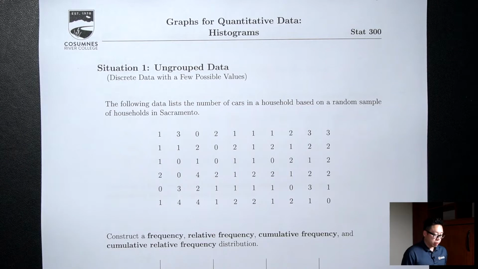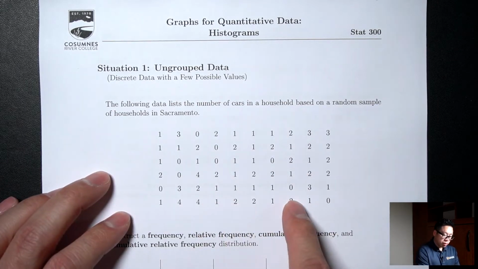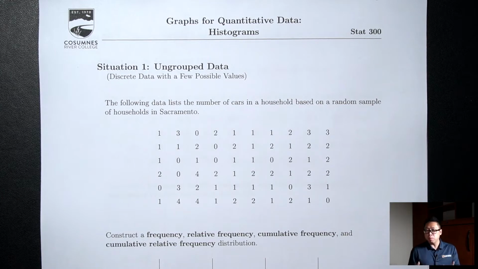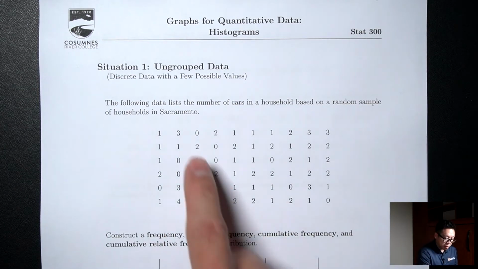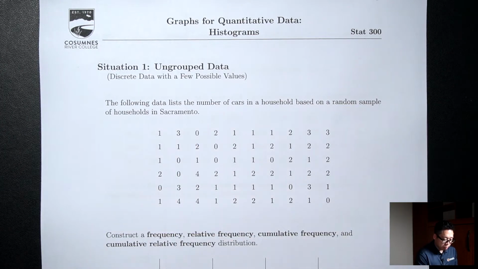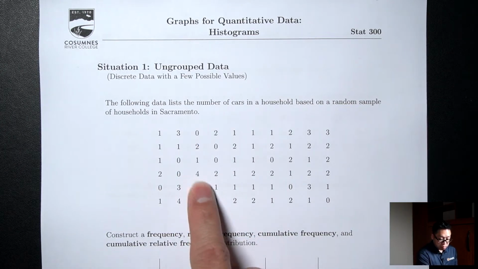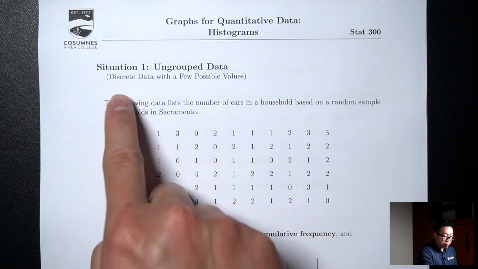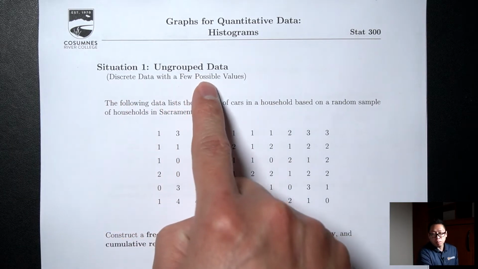The first situation here, the data here represents the number of cars in a household. So we went to a bunch of households and asked people, how many cars do you have in your house? And these were the answers. If I look at my data set, notice that there's not a lot of different answers. I see a 0, a 1, a 2, a 3, a 4, and that's it. So that's all the possible answers in my data set. So this situation is a situation where we have discrete data with just a few possible values.